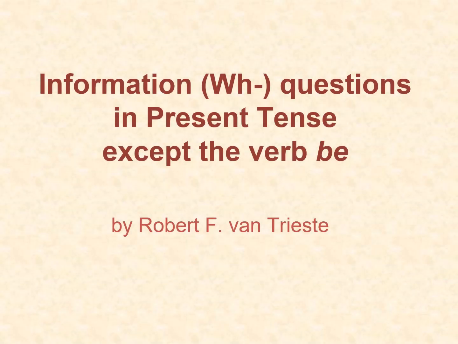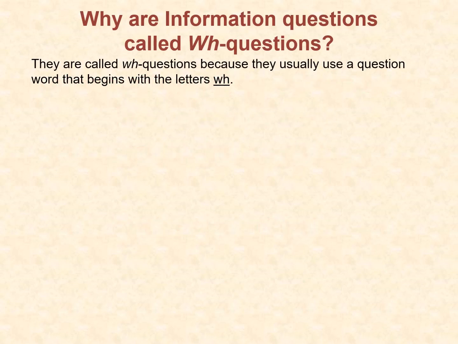Information questions, sometimes called WH questions, in the present tense except for the verb be. Information questions are sometimes called WH questions because they usually have a question word that begins with the letters WH. Who, about people. What, about things. Where, location. Why, reasons. When, about time.